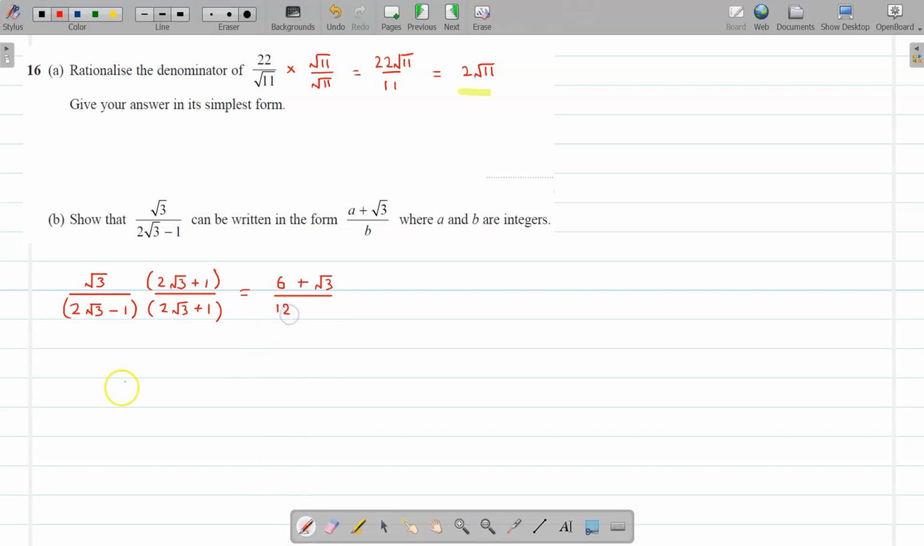Now the inner and outer terms will cancel out, because you see here I've got 2 root 3 times 1, and here I've got 2 root 3 times minus 1. They cancel out, leaving me with just minus 1 times 1, which is minus 1. So if I simplify that, I've got 6 plus root 3 over 11. And that's the answer.